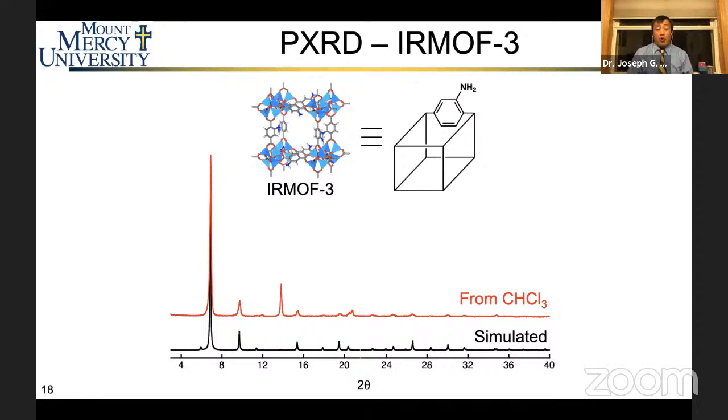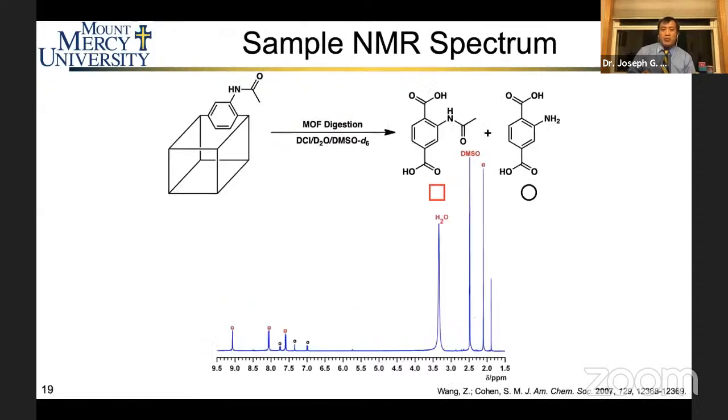And so now the question though is, even if we haven't changed the MOF structure, how can we be certain that we post-synthetically modified it to what we want? Unfortunately, we could have used solid state NMR to try to determine this. But again, for ease and quickness of analysis, we're going to have to break this up. And so what my group decided to do was MOF digestion. So we put these crystals in acid, break it up, and then run it on the NMR spectrometer.